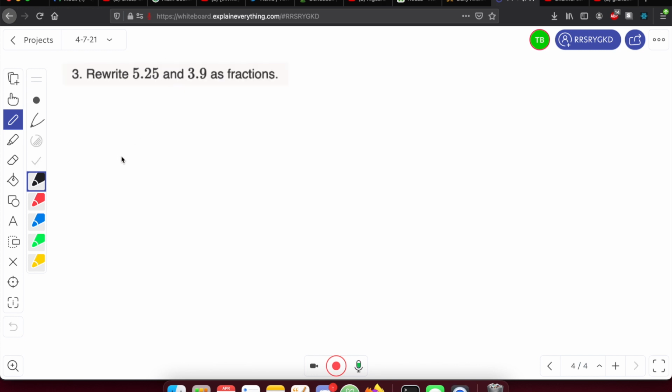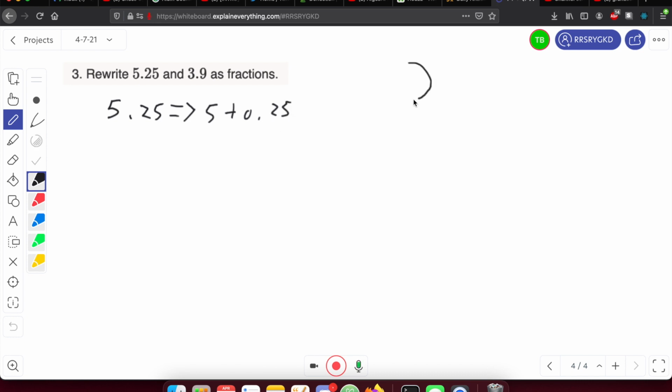Problem 3, rewrite 5.25 and 3.9 as fractions. So, starting with 5.25, we want to separate these two numbers out so that we can add them as fractions. So we're going to rewrite this as 5 plus 0.25. And now we need to think about what 0.25 means.